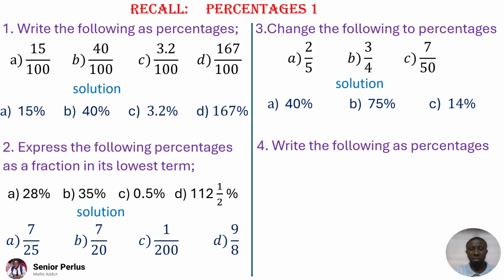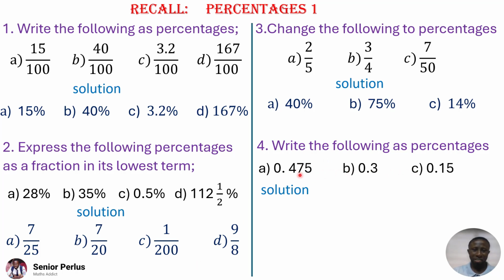Rewrite the following as percentages. You are still doing the revision. 0.475. We write this as a percentage. Good. Let me help you here. You can change this one to fraction form, then write it as a percentage, or you can multiply this by 100, then you get your answer.